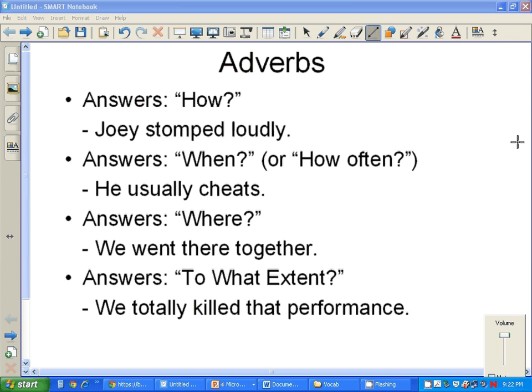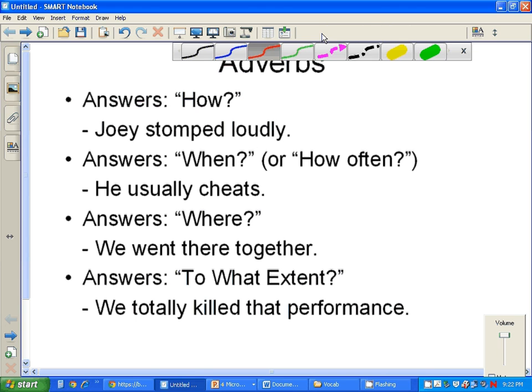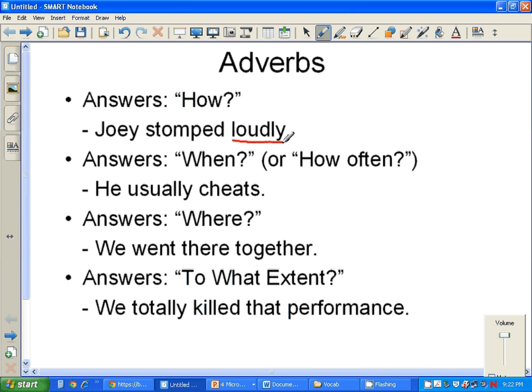One thing that you've got to recognize about adverbs to help you out a little bit are the questions they answer. So just like adjectives where we had which one, what kind, and how many, now we have a new set of questions. First of all, how or in what manner? Okay, so if we look at the sentence here, Joey stomped loudly. Loudly is our adverb, and it tells you how or in what manner Joey stomped. The next one says when or how often. So, he usually cheats. Usually, how often does he cheat? Usually, pretty often, right?